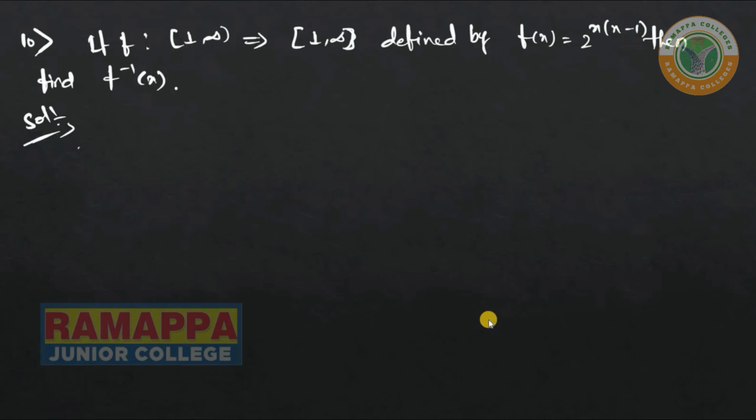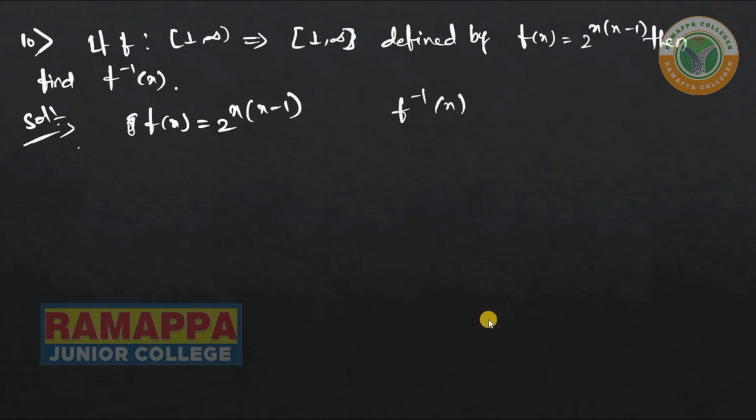If f from the closed interval 1 to infinity is defined by f of x is equal to 2 power of x into x minus 1. So given question is here f of x is equal to 2 power of x into x minus 1 given. So we need to find f inverse of x here. So this is the big question here. It will take a lot of time.